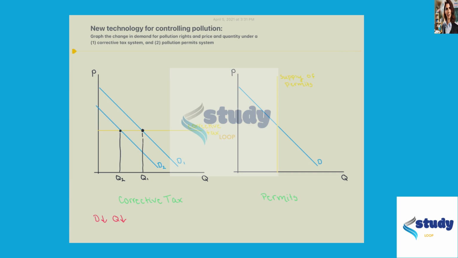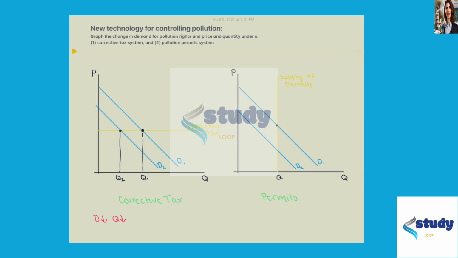It's still going to reduce the demand for permits because people don't necessarily need it. It's easier for them to control the pollution. It maybe is cheaper for them to do that than to purchase this permit that allows them to pollute. So our demand curve shifts from D1 to D2. And what we see here is that our quantity is remaining the same down here.